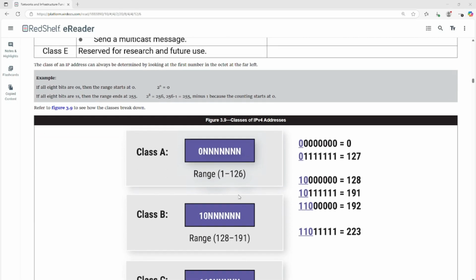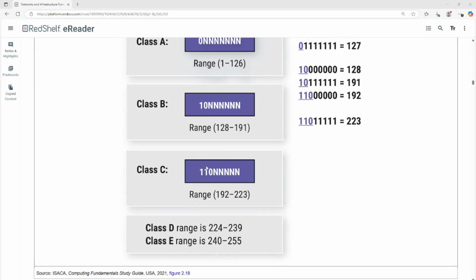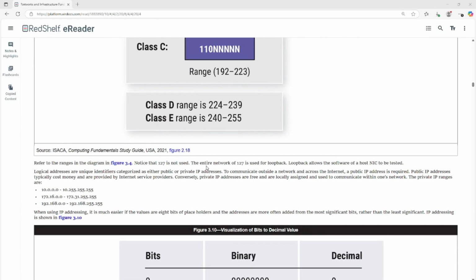Figure 3.9 shows us the classes of IPv4 addresses. That's what we just explained, so you should be familiar with that.